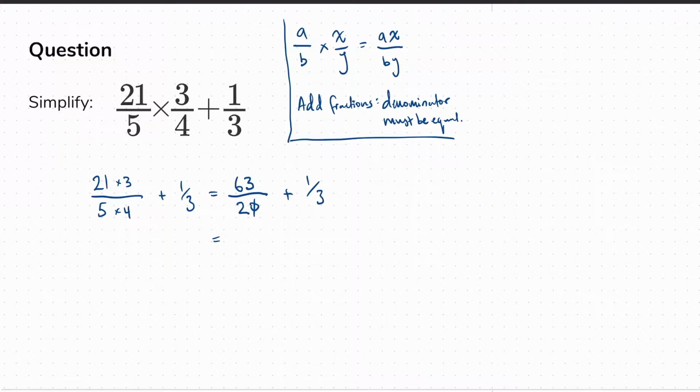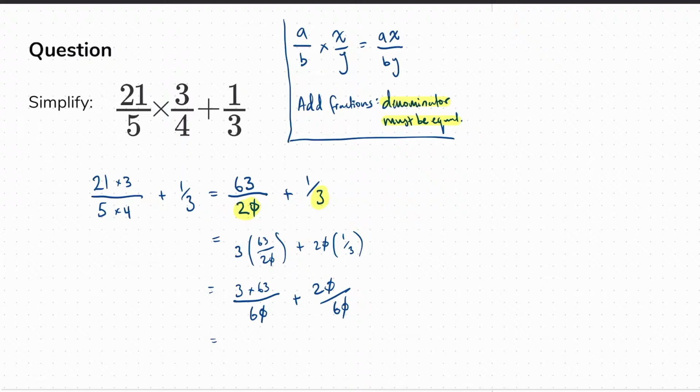To add these together, the denominator must be equal. So I have to get these things to be equal. Well, how do I do that? The easiest thing is to find a common multiple. And to find a common multiple, I times them together. So 3 lots of 63 and 20 lots of 1 and 3. So that's 3 times 63 over 3 times 20 is 60 plus 20 times 1 is 20 over 60. So 3 times 63. Well, 3 times 6 is 18. So 60 is going to be 180. 3 times 3 is 9.